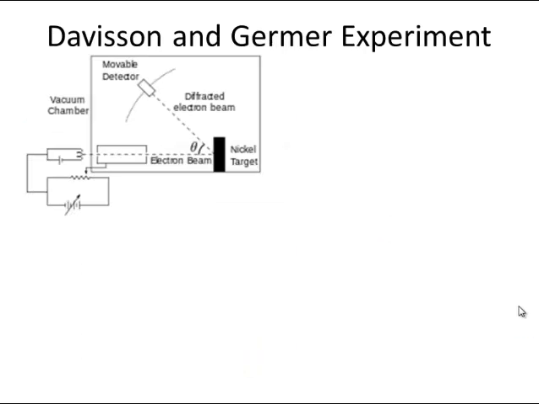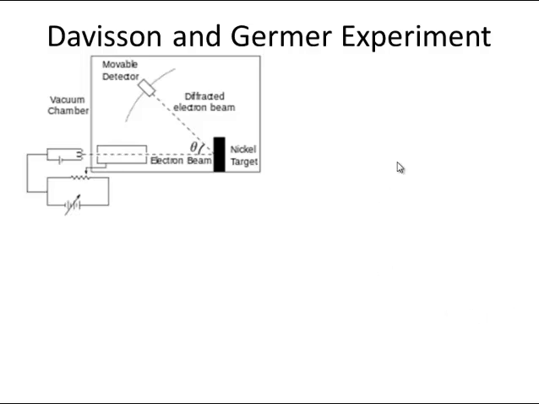That came about from some experiments by two men known as Davisson and Germer. And what they did is that they were firing a beam of electrons at a nickel target, and they were then moving a detector and identifying where the electron beams had been diffracted. Okay, so diffraction was taking place.